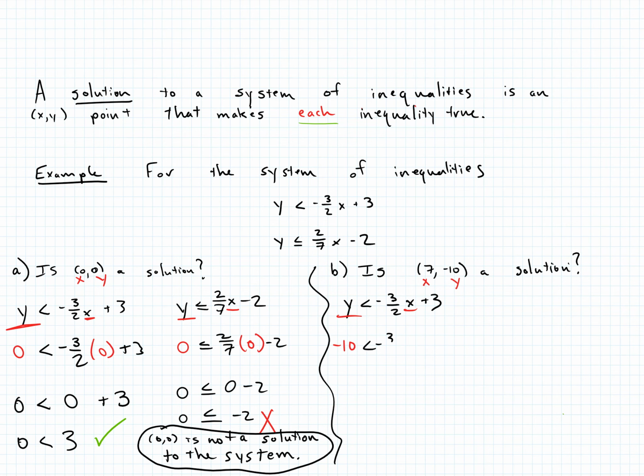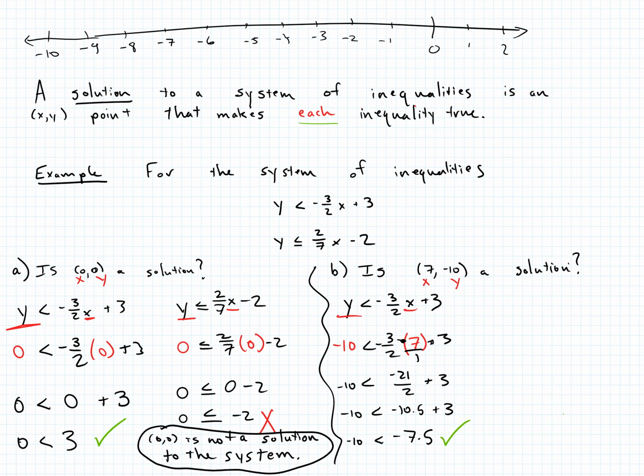Negative 10 less than negative 3 over 2 multiplied by 7, and we add 3. So that's negative 10 less than, when you multiply a fraction and a whole number, you multiply the top of the fraction, and negative 3 times 7 is negative 21 over 2, and then we add 3. Now negative 21 over 2, that is actually, in the calculator, negative 10.5, and negative 10.5 plus 3 is negative 7.5. So is negative 10 less than negative 7.5? And the answer is yes.